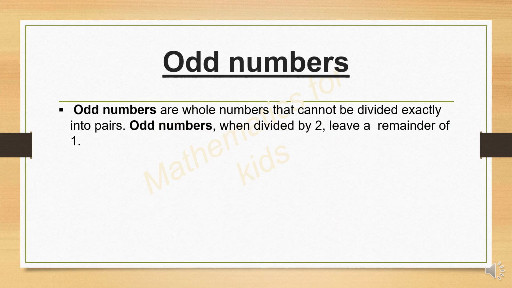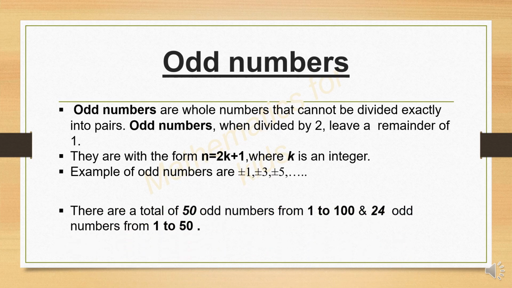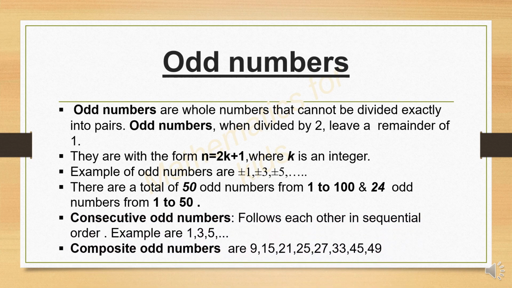Odd numbers are whole numbers which cannot be divided exactly into pairs. When we divide them by 2, they leave a remainder of 1. They are usually represented in the form n = 2k + 1, where k is an integer. Examples of odd numbers are plus minus 1, plus minus 3, plus minus 5 and so on. There are a total of 50 odd numbers from 1 to 100 and 25 odd numbers from 1 to 50.